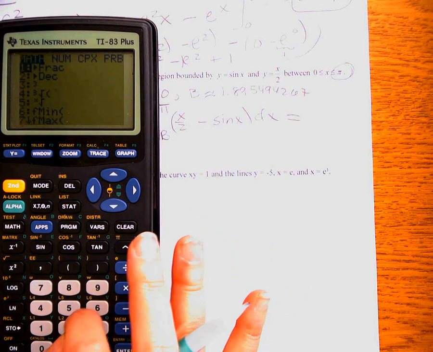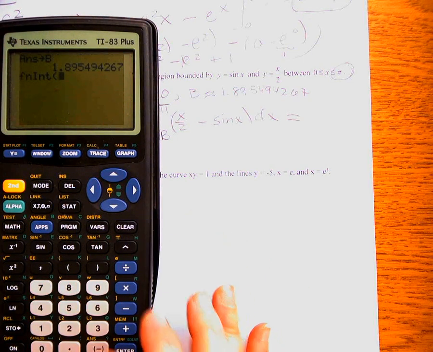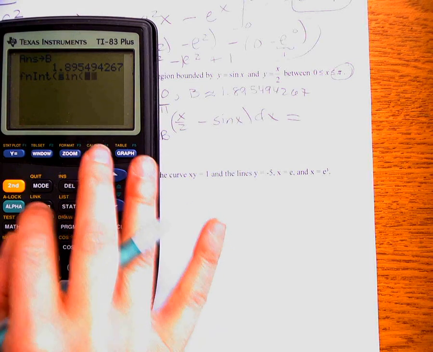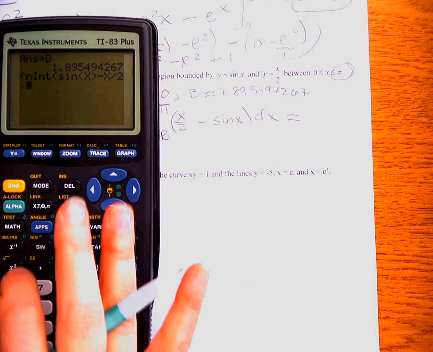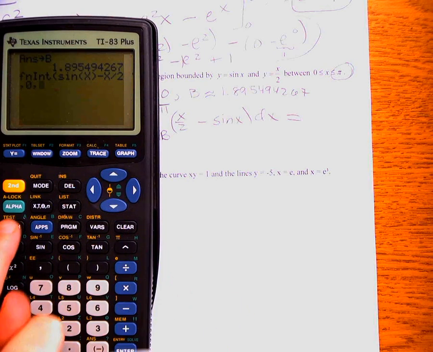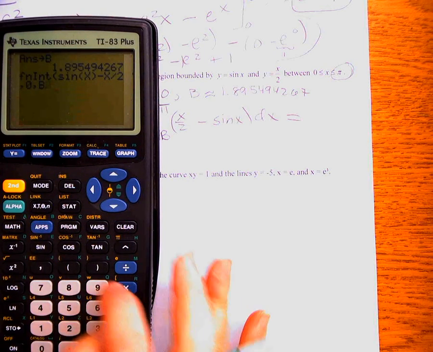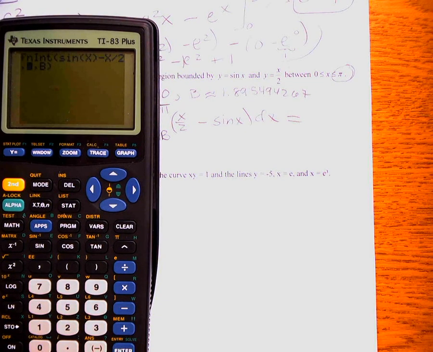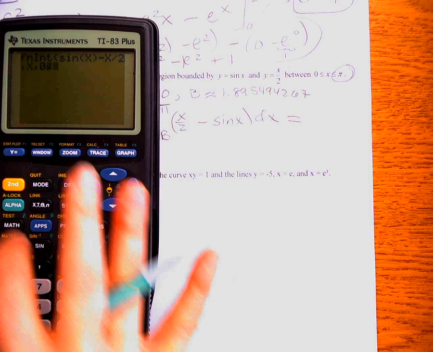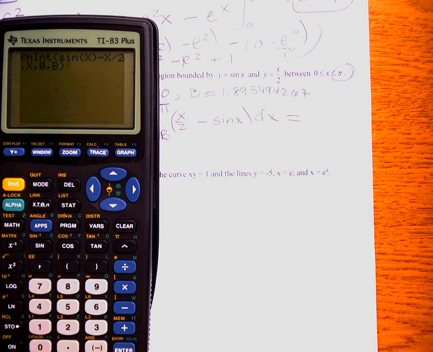Where am I? Math, FNINT, and then I'm going to do sine x minus x over 2, comma, 0, comma, and then I'm going to plug in b. That way there's no rounding. Oh dang it, what did I do? Oh, I forgot to tell it with respect to x, sorry. Comma, 0, comma, b. There we go, now it works.